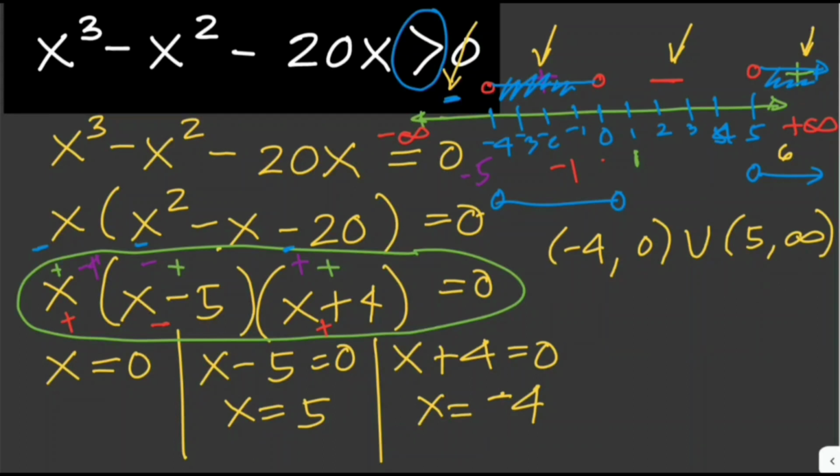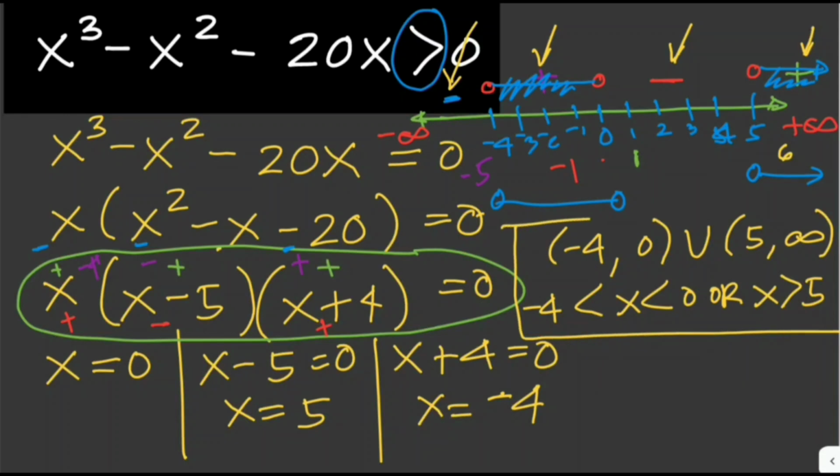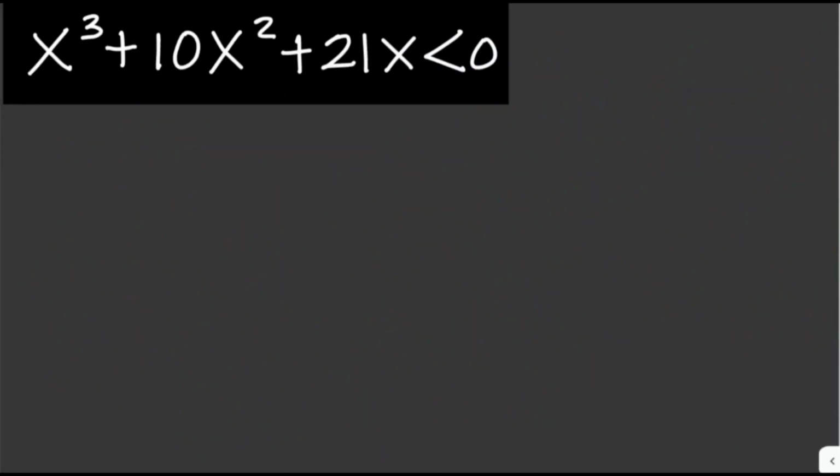And then we can also write this as, the values for our x will be in between 0 and negative 4, or x is greater than 5. So these are the solutions to this polynomial inequality here. Okay, let's try another one.